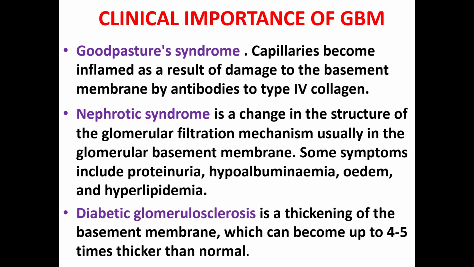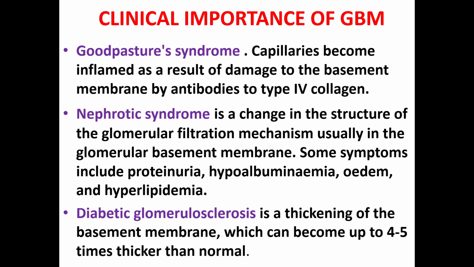Then what is the clinical importance of this glomerular basement membrane? I have told you that this glomerular basement membrane is going to be damaged in different diseases, and mostly when there is antibody formation against it, then it's going to be damaged. A very important disease is Goodpasture syndrome, in which your lungs are also involved. So the capillaries become inflamed as a result of damage to the basement membrane by the antibodies to type 4 collagen. Actually, this is a disease in which your kidneys and lungs are both involved. This is an autoimmune type of disease.